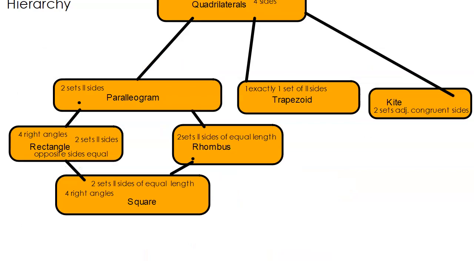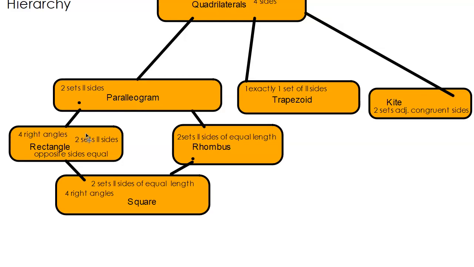All that information can be summarized in one of these quadrilateral hierarchies. It starts out with the quadrilaterals at the top. Any 4-sided figure is a quadrilateral. If it has 2 sets of parallel sides, and that little thing there that looks like LL is the symbol for parallel, as you learned in an earlier activity this week, but 2 sets of parallel sides is a parallelogram. So everything down below this particular category is also a parallelogram.